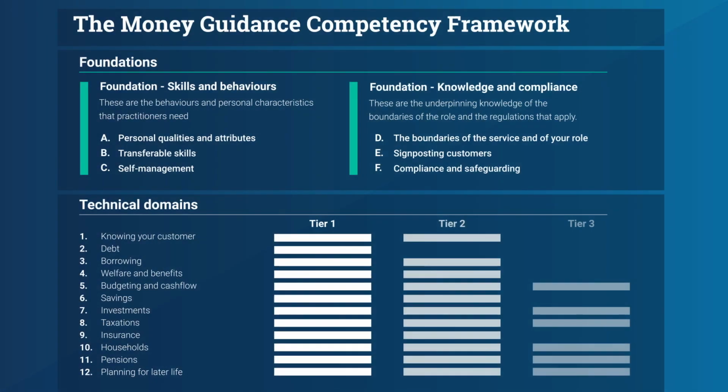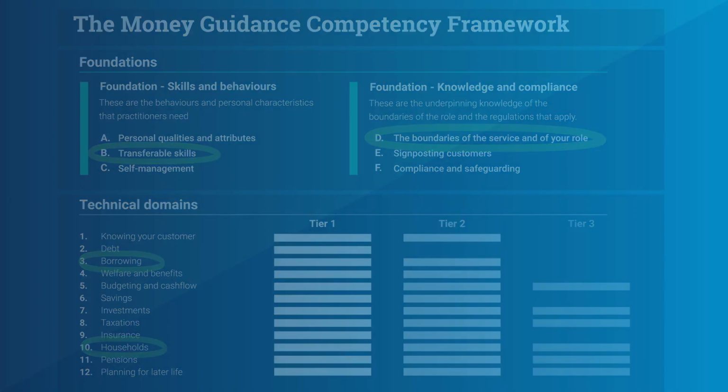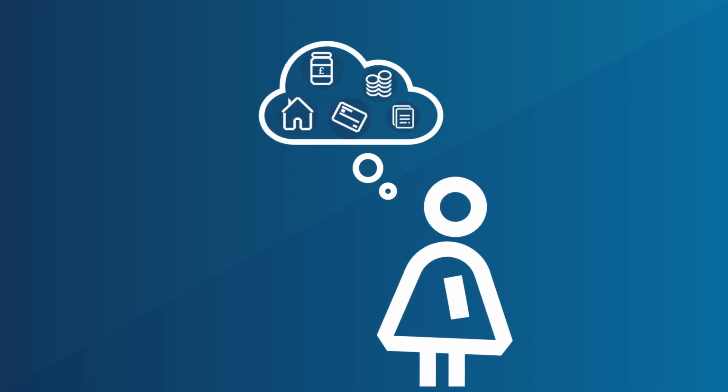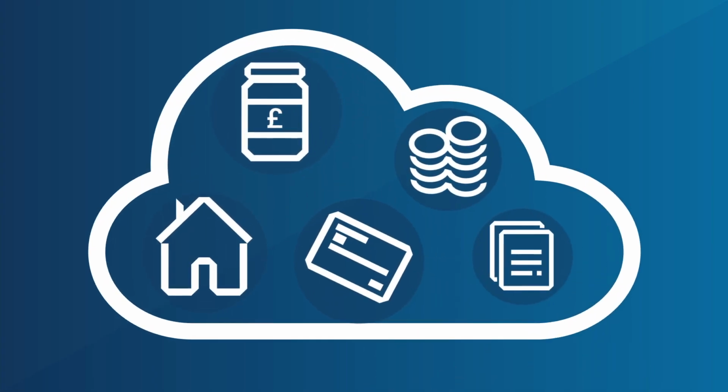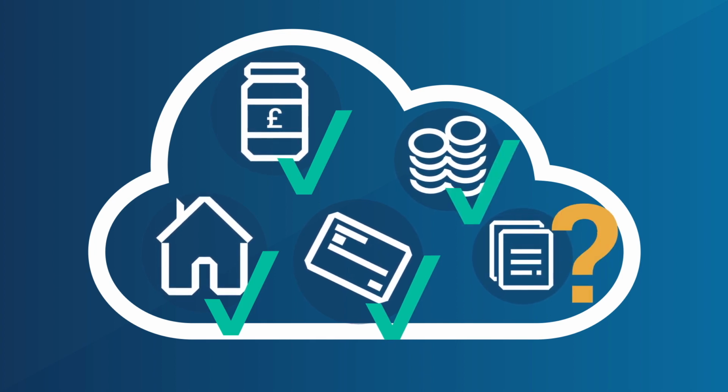Finding your way around the framework is the best place to start. Once you've got to know it, you can map out the bits that are most relevant for you. Once you've mapped out your money guidance, you can self-assess your confidence levels. How sure do you feel about the areas of money guidance you deliver? Do you feel comfortable and confident that you're doing the right thing?